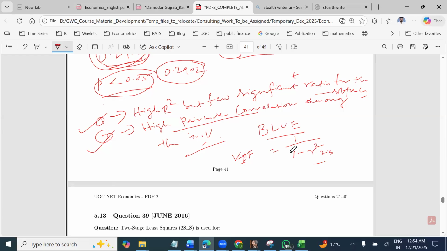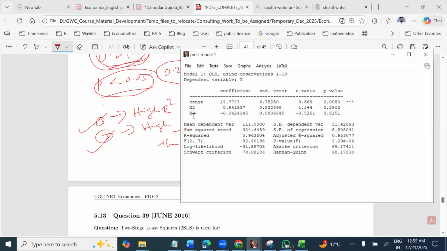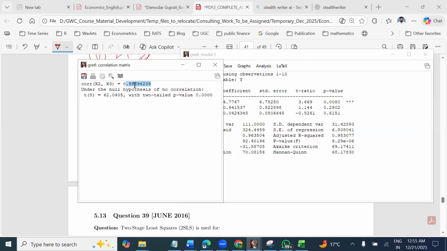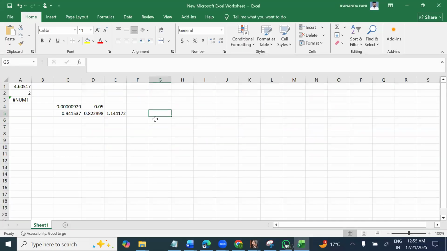What is r square 2 3? It is the coefficient of correlation between x2 and x3. Suppose in our case, how much did we get? R square 2 3 means variable 2 and variable 3. We got 0.99896239. Are you getting my point? Is it clear? So our r square 2 3 is 0.99896.